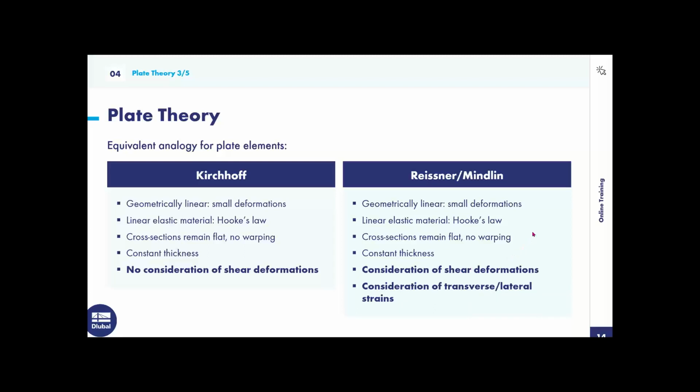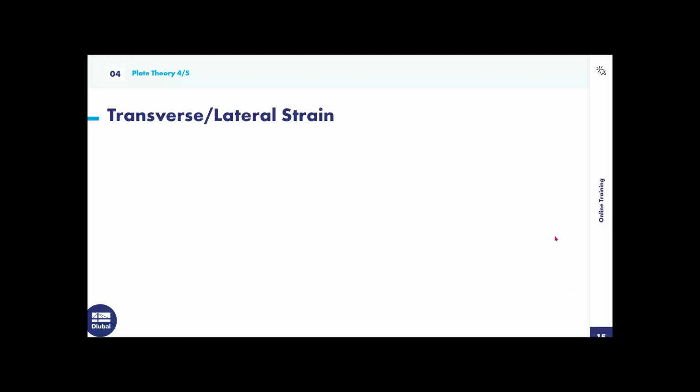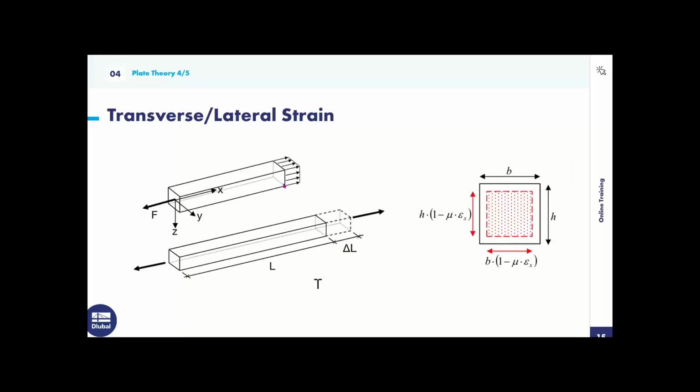So if we move to the next slide, we can get a better look at what transverse/lateral strains means. Here we have one beam, and when a tension force is applied to it along its length, the cross-section will shrink with regards to its height and width. The factor mu here is what takes this into consideration for our height and width.